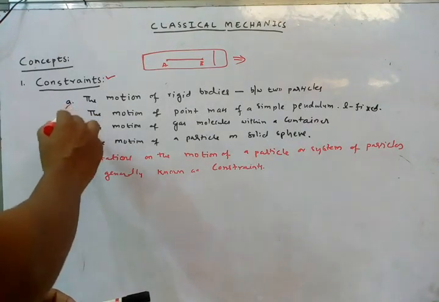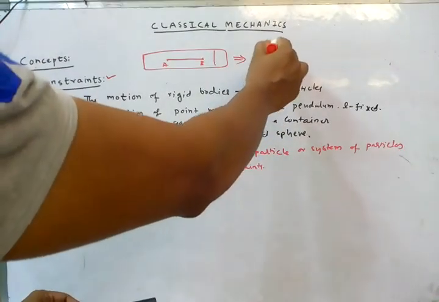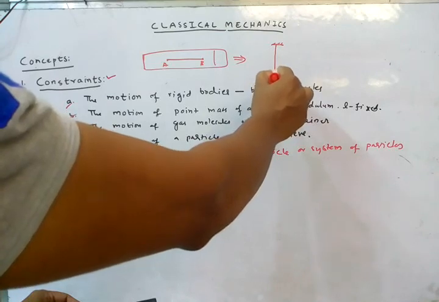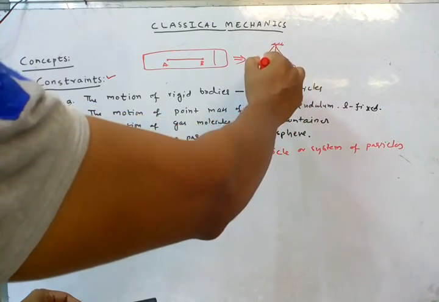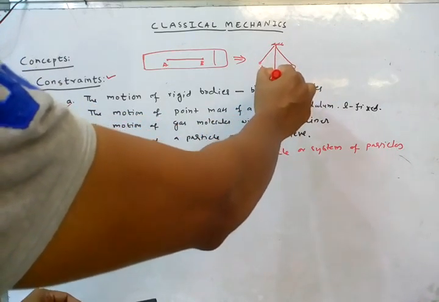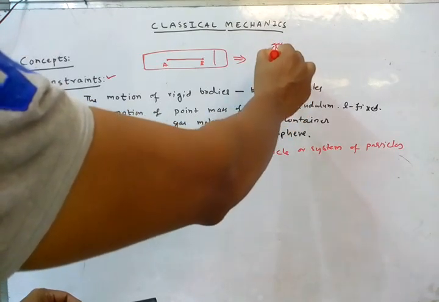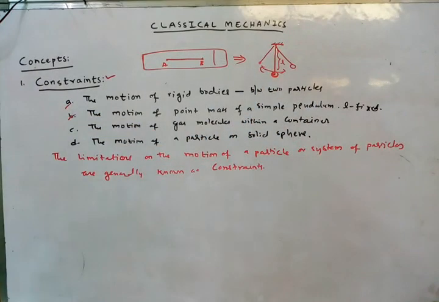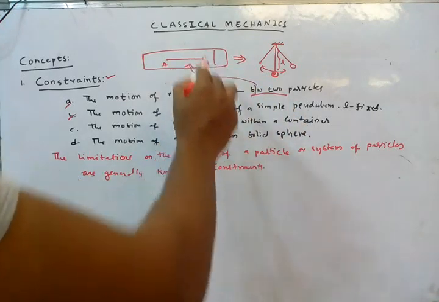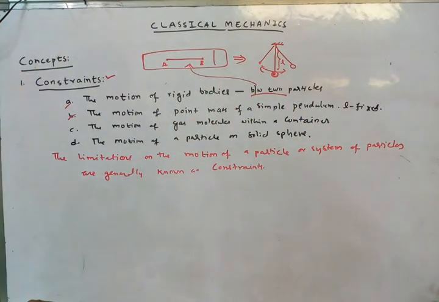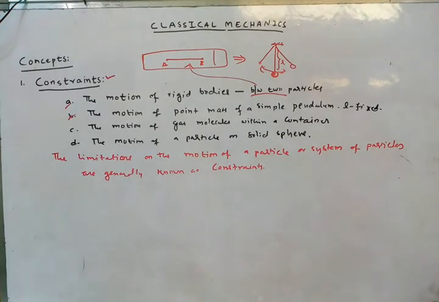Now take the motion of the point mass of a simple pendulum. This is a simple pendulum, and this is the point mass. While it is in to-and-fro motion, the length from the suspension point to the midpoint of the point mass is not changing. The length is fixed. Just as the distance between two particles is fixed, the length L of the simple pendulum is also fixed.